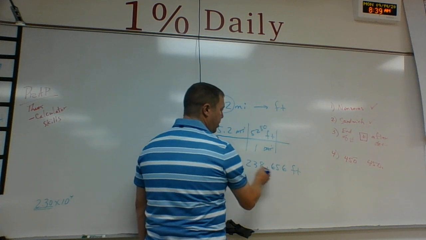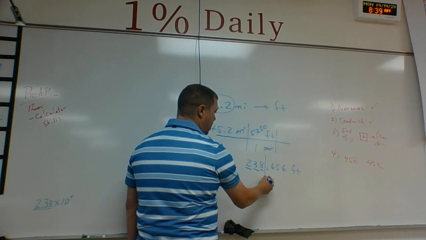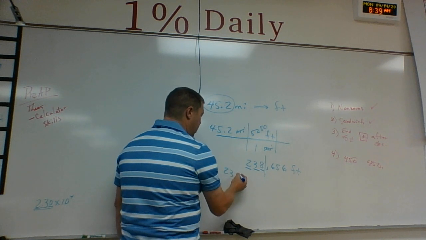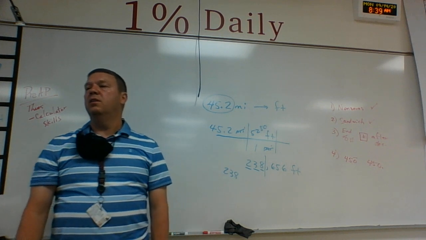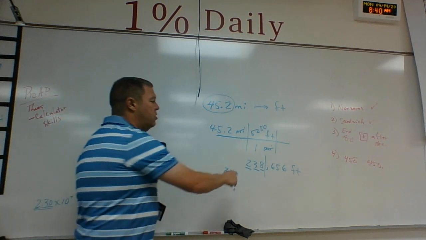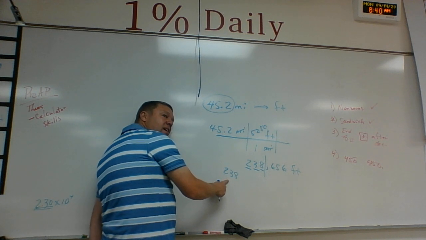3. You were supposed to put 3 in this answer. 1, 2, 3, stop. Is my answer 238? No. And I had a lot of people put, in this case, 238. You're wrong. Why? This is 238,656. How do you round that to 238?